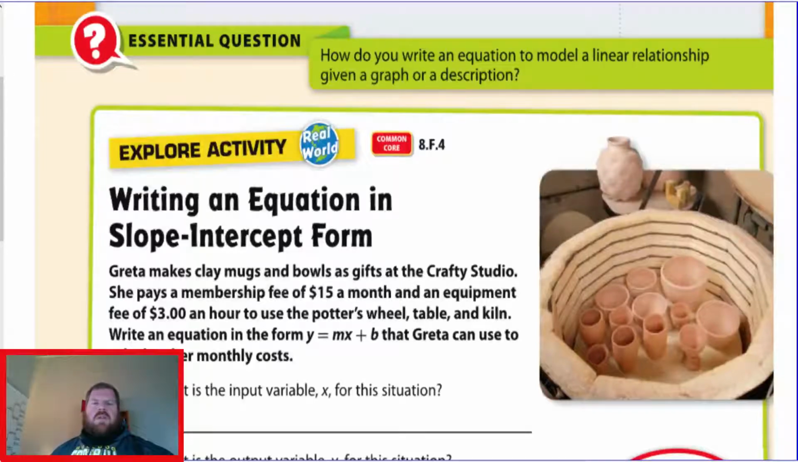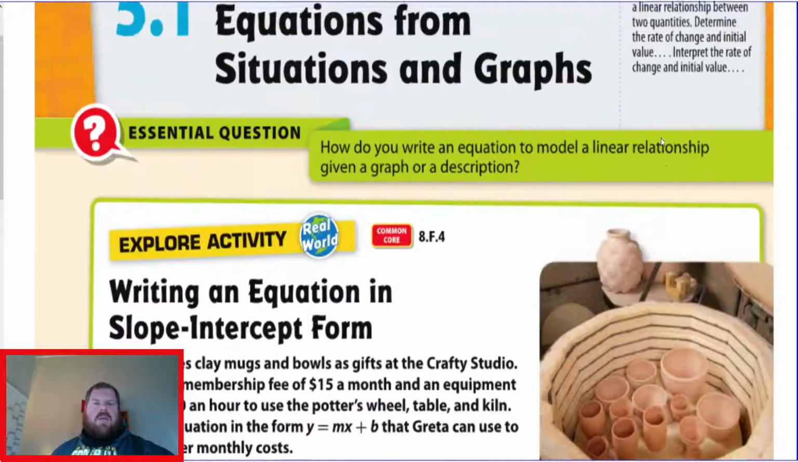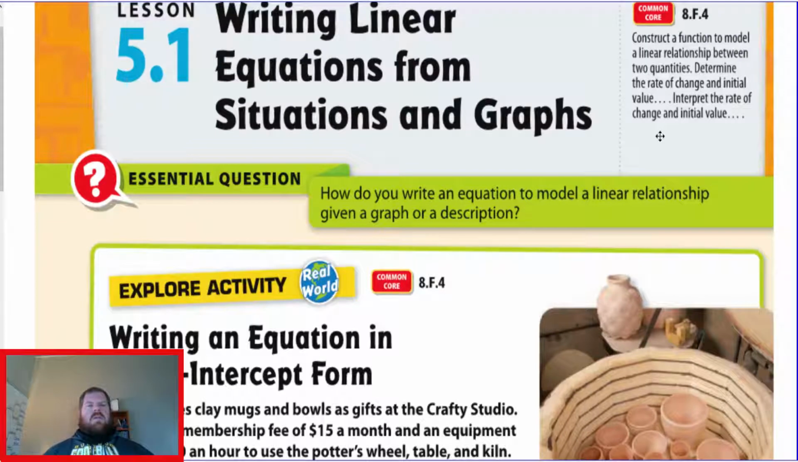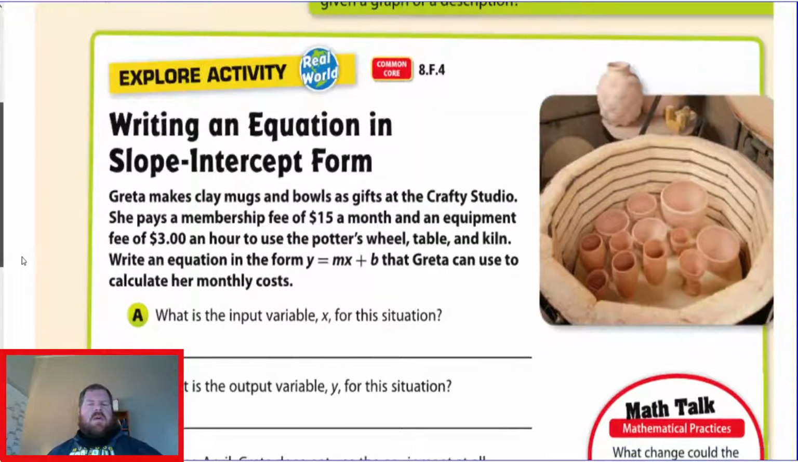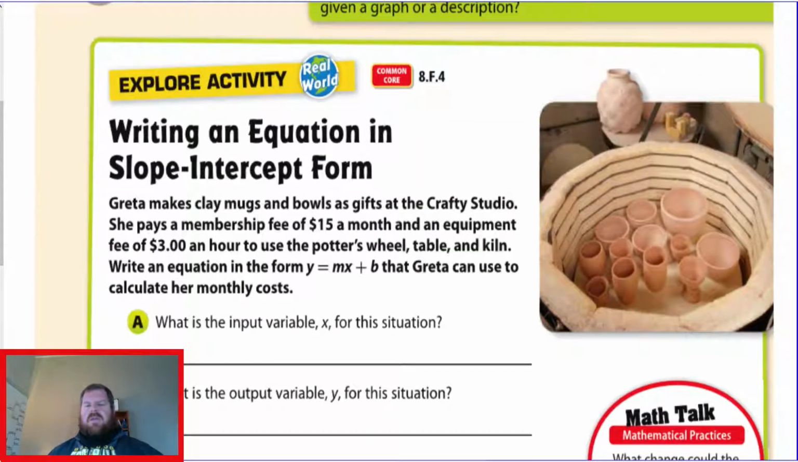Hello and welcome to this section 5.1 lecture. Today we're talking about writing linear equations from situations and graphs. So we've worked a little bit with graphing in slope-intercept form, and now we're actually going to be writing these equations into slope-intercept form based on whatever information is given.